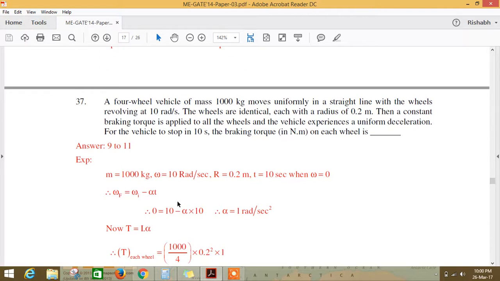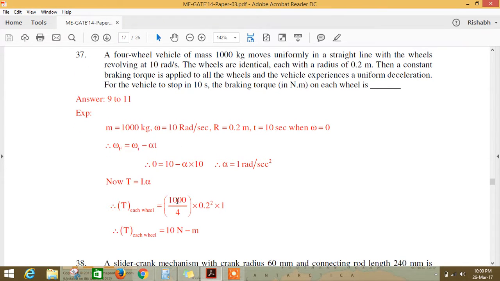Now let's see the next question. This is also a question from mechanics. A 4-wheel vehicle of 1000 kg mass having wheels of radius 0.2, and all the wheels are identical and revolving at 10 radians per second.